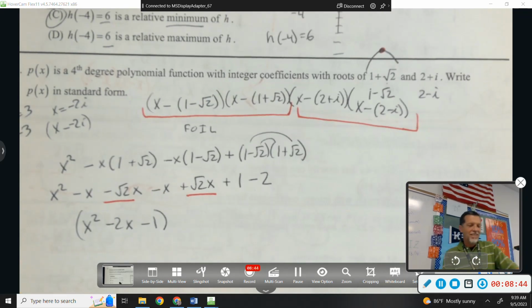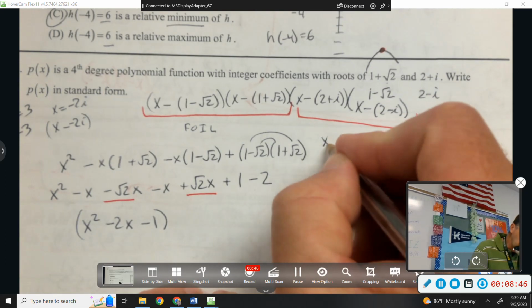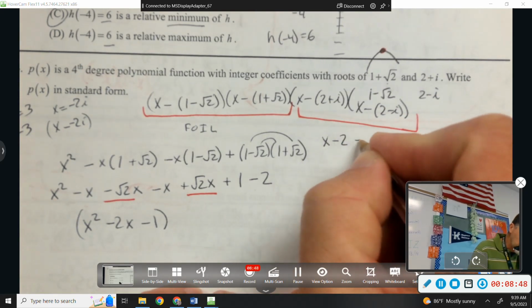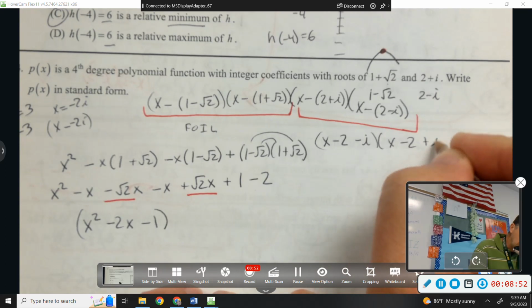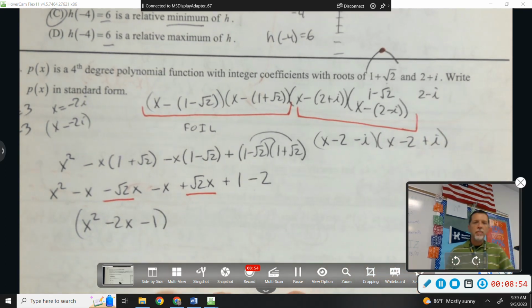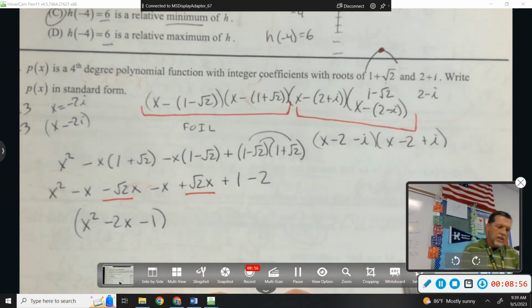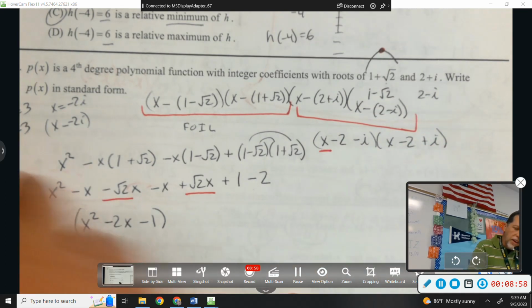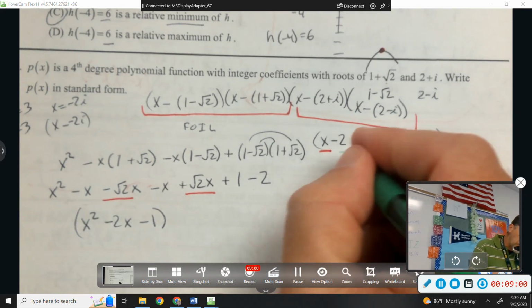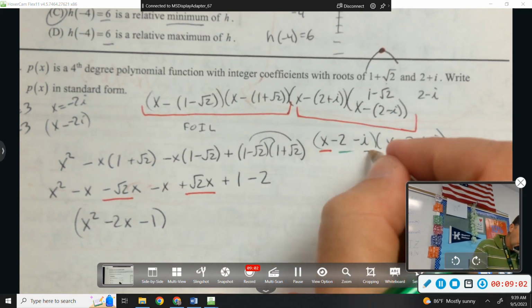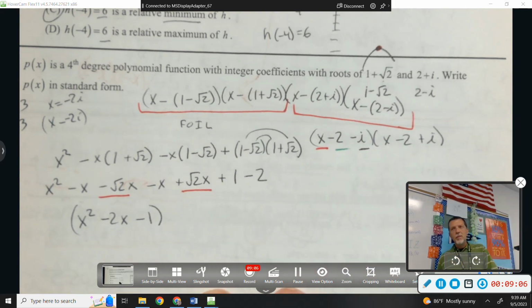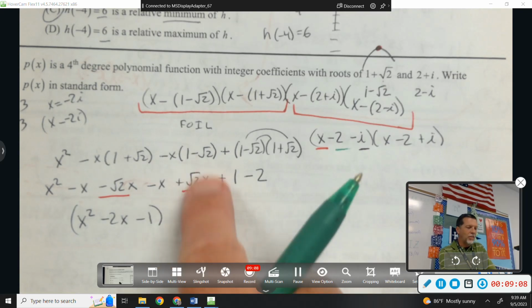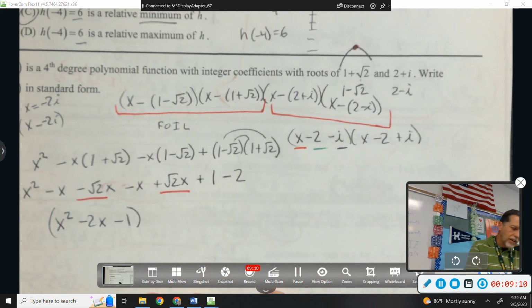Okay. So on this one I'm going to do it the other way. I'm going to distribute first. X minus 2 minus i times x minus 2 plus i. And then I'm going to distribute the x, distribute the minus 2, and distribute the minus i. So I'll have 9 terms, but I'll be done, right, rather than having to FOIL again in here.